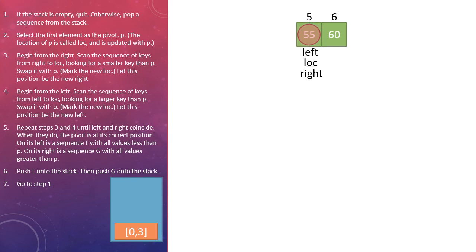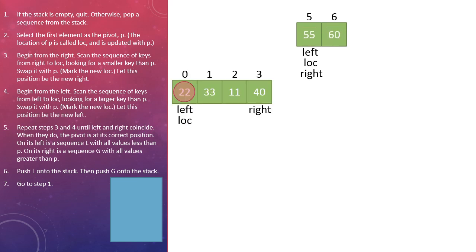There are no elements to the left, but there is a sequence to the right. This sequence to the right has only one element, 60. This means that 60 is also in its correct position. So what does this mean? This means that I don't have to push any subsequences from this sequence onto the stack. Look at the stack. Is it empty? No. Pop a sequence from the stack.